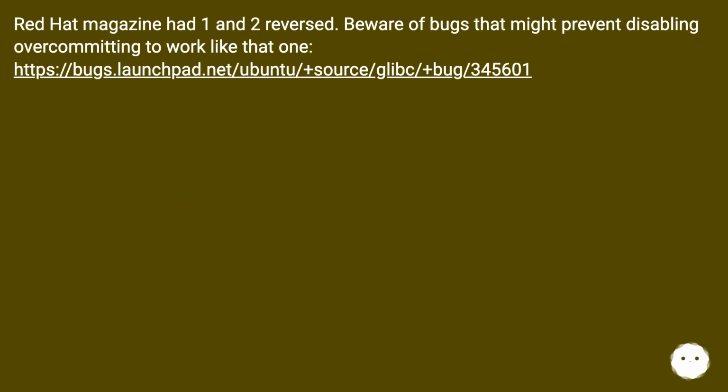Red Hat magazine had 1 and 2 reversed. Beware of bugs that might prevent disabling overcommitting from working, like that one, this URL.